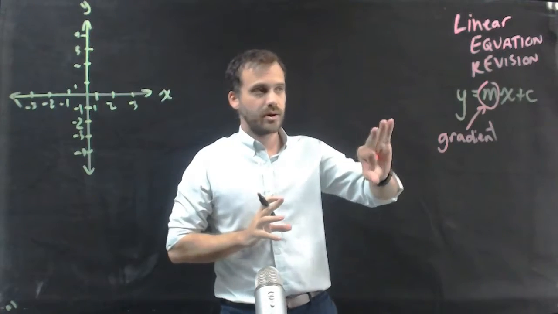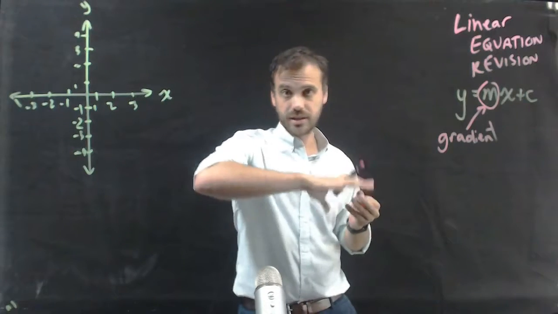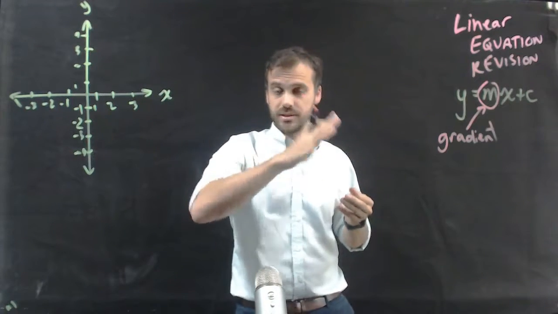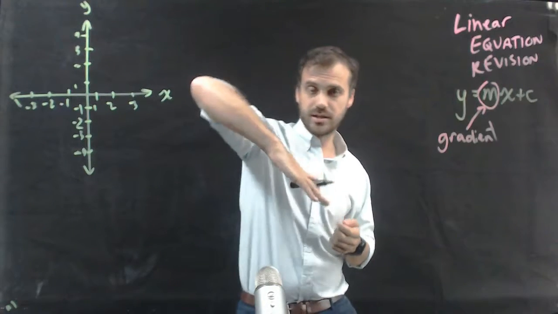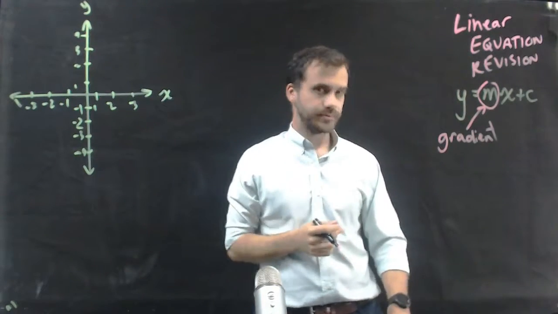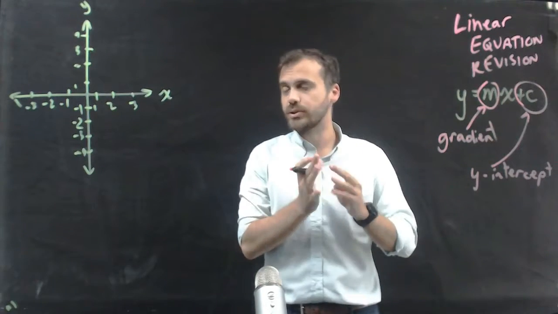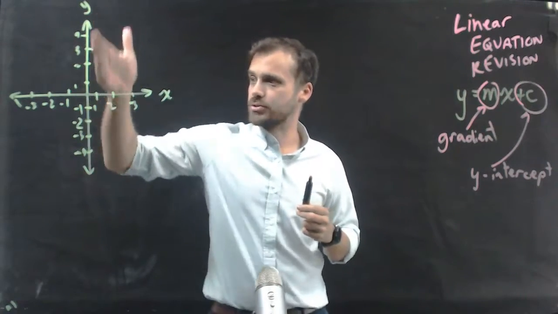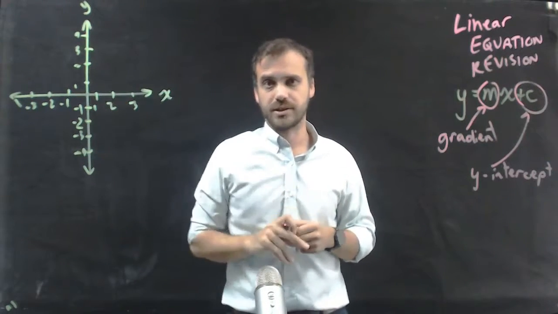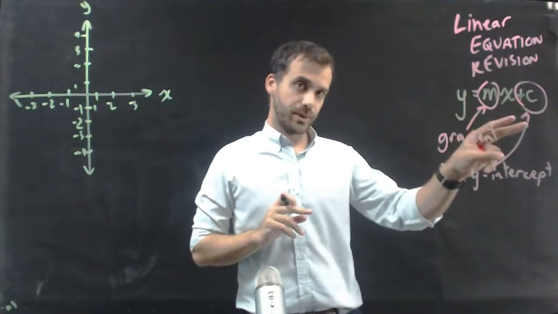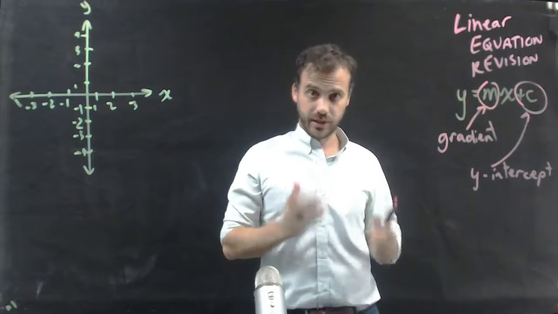Now, m in our equation y equals mx plus c will represent the gradient, how steep our line is. If it's a positive gradient, it'll look like this, and if it's a negative gradient, it'll look like this. The plus c is our y-intercept. That is, where will this straight line pass through our y-axis? Here's our y-axis. Where will the line pass through it? So, from y equals mx plus c, you know the steepness of the line, and you also know the y-intercept.